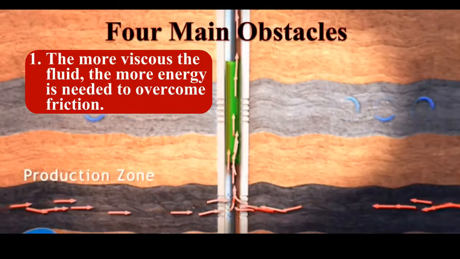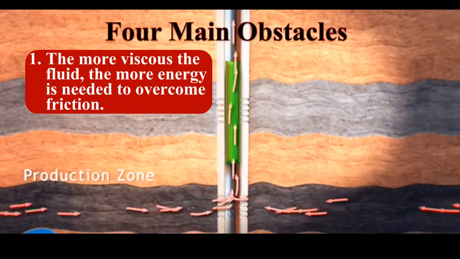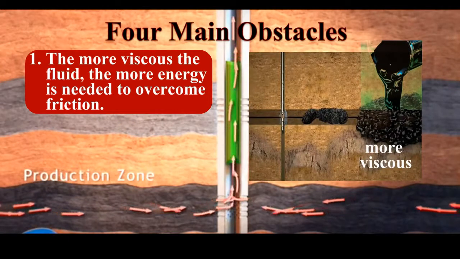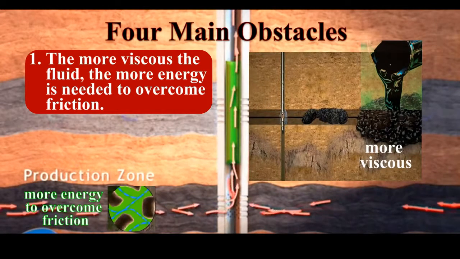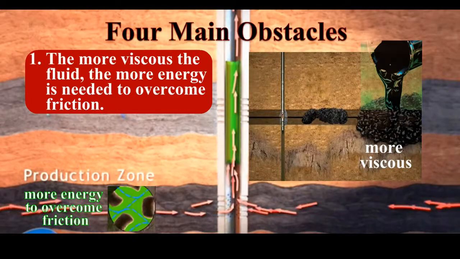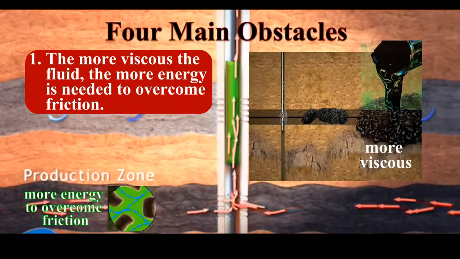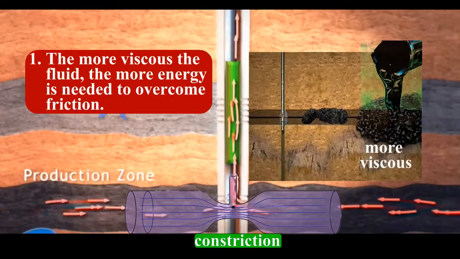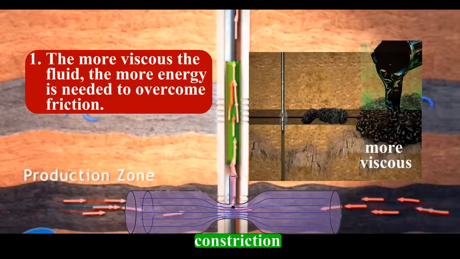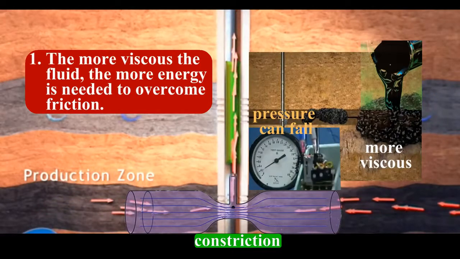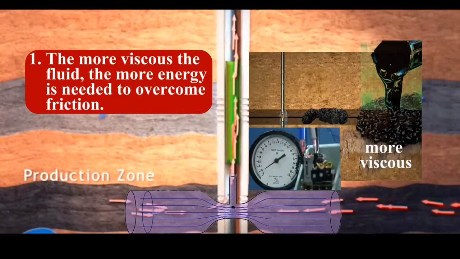The first is encountered within the reservoir itself. As you might guess, the thicker, more viscous the fluid, the more energy is needed to overcome the friction to push the fluid through the rock matrix to the wellbore. Over time, this friction, coupled with constriction that reduces the fluid volume, can cause the pressure at or near the wellbore to drop in what is known as drawdown.